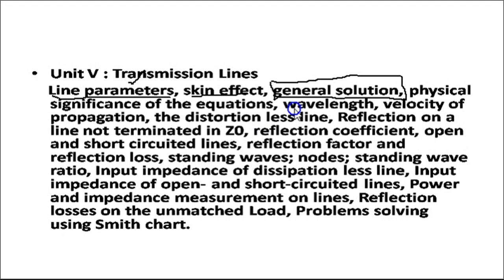Just go through it. Then wavelength, lambda equal to 2 pi by beta. Velocity of propagation, small v or u, is equal to omega by beta. These are some expressions, wavelength and velocity of propagation, that you need to understand. So significance of equation, wavelength and velocity of propagation you should do.